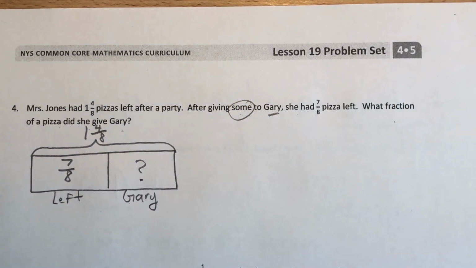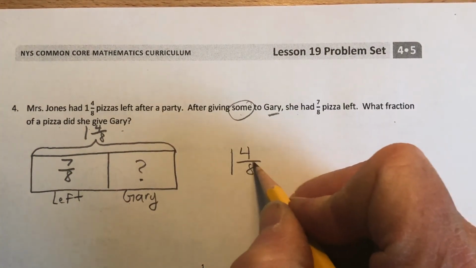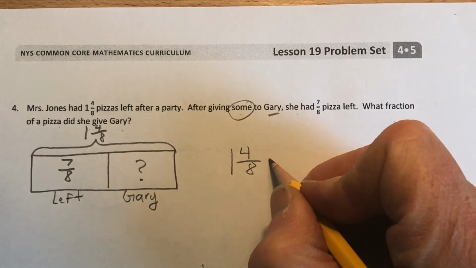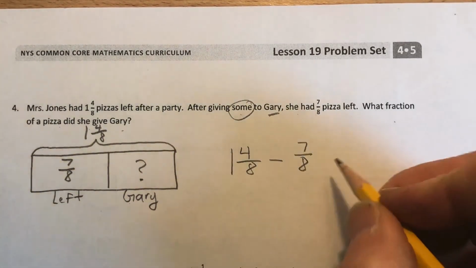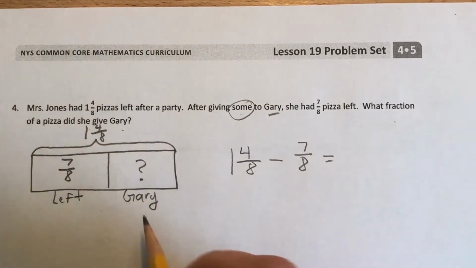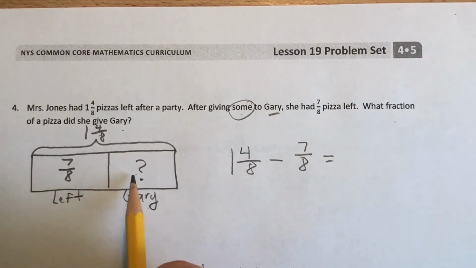Okay, so discuss: is this a subtraction or an addition problem? She has 1 4/8 pizza left. She gave some to Gary. Now she has 7/8 left. This to me reads subtraction problem all the way. So I'm going to take the total amount she had, 1 4/8, and subtract the amount that she's got left over to figure out how much she gave to Gary.